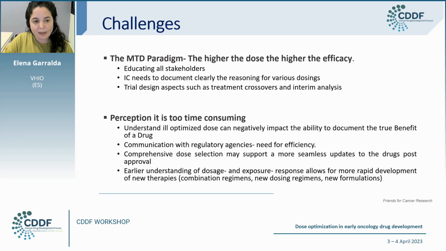We also have to combat the perception that this is too time consuming. We have to understand that an ill-optimized dose can, in the long term, negatively impact the ability to document the true benefit of a drug. If we really believe that communication with regulatory agencies will be quick, in the end, the process will be efficient. And in the end, comprehensive dose selection early in the beginning will really allow for a more rapid development of new therapies, for example, combinations, modifications, post-approval, new formulations, etc. So the perception that it is too time consuming also needs to change.